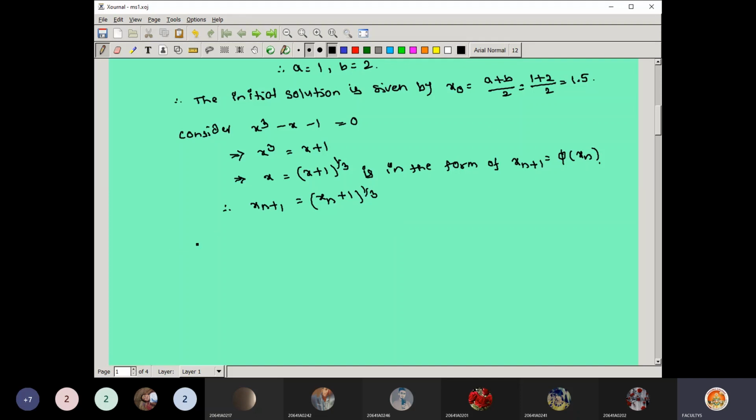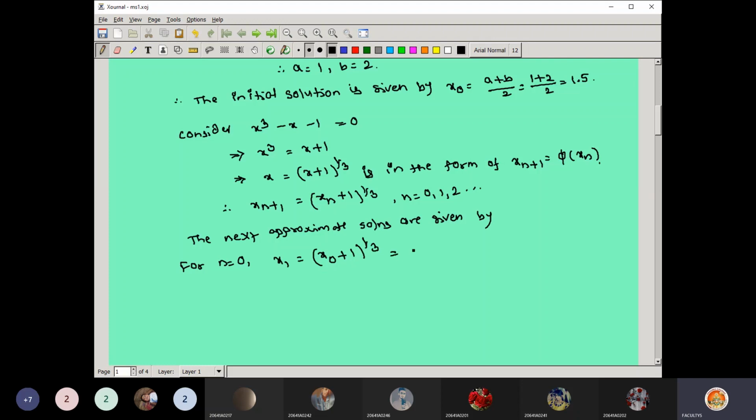Now the next approximate solutions are given by, and here the value of n starts from 0. Now substitute. For n equal to 0, you are getting x1 equal to (x0 plus 1) whole power 1/3. So I am just substituting the x0 value that was calculated, 1.5 plus 1 whole power 1/3.